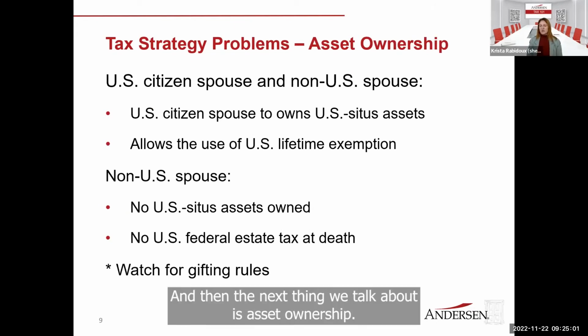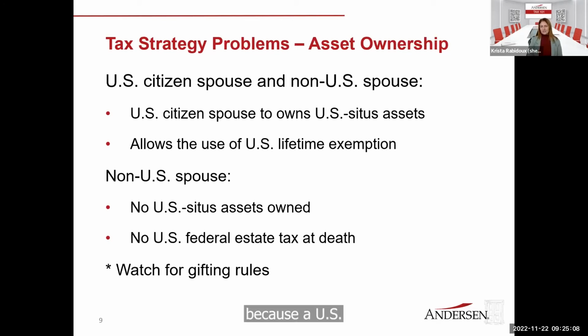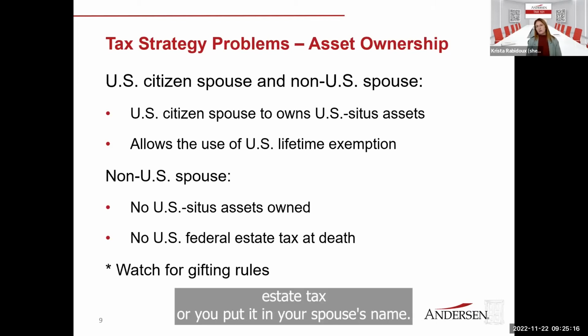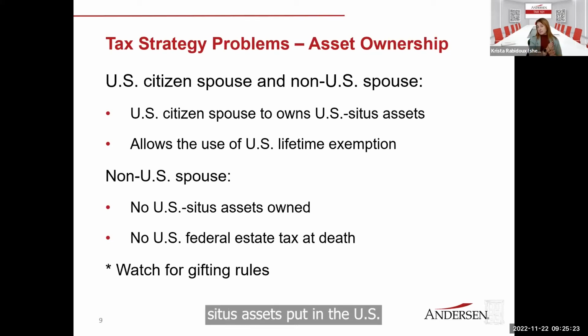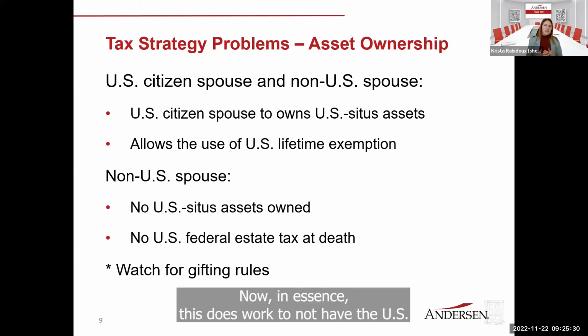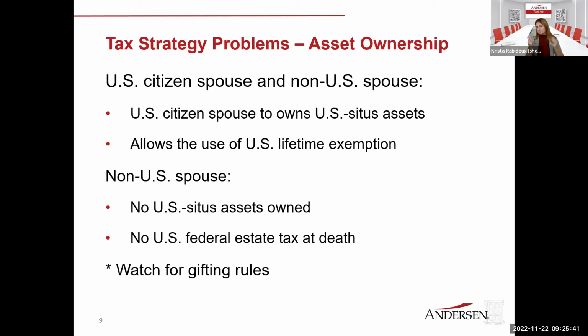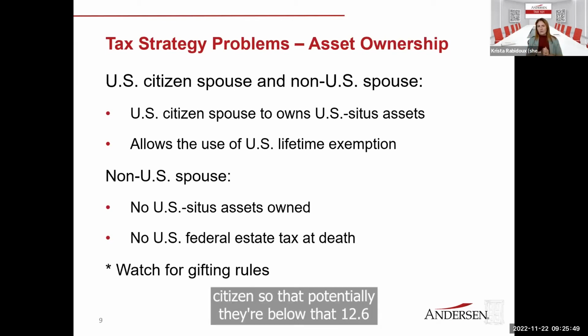Yeah, and then the next thing we talk about is asset ownership. A lot of times we get asked who should own this asset. Because a US citizen maybe doesn't want to have all the assets in their name, since they'd be subject to US estate tax, so you put it in your spouse's name. There is some strategy where you put US situs assets in the US citizen spouse's name, and non-US situs assets in the non-US spouse's name. In essence, this does work to keep the spouse from being subject to US estate tax, and reduces the gross estate value of the US citizen, so that potentially they're below that 12.06 or 6.2, whatever it is in the year.